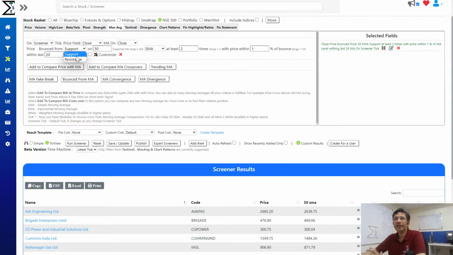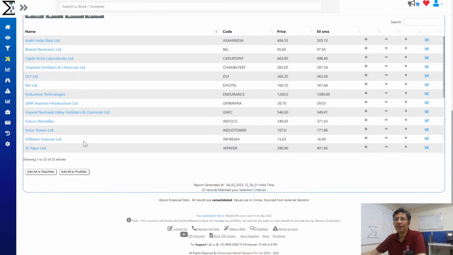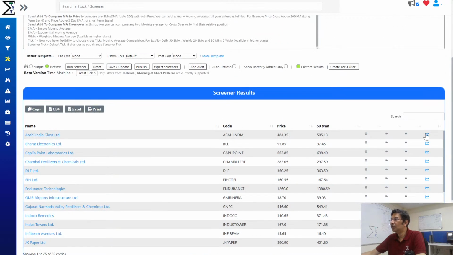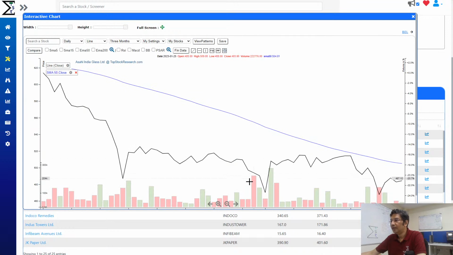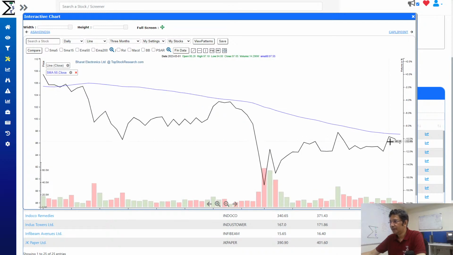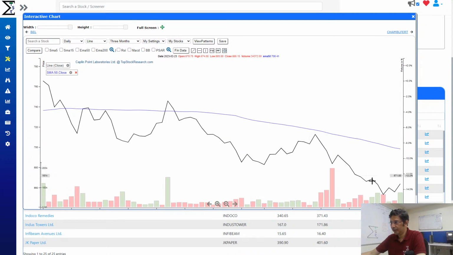Similarly, if you change it to resistance, it's retracing from those levels. You see quite a few stocks are there. See, it's trying to go there, very close. It has come down. In the same way, it is retracing from that level, and that level. Now in this case, you would want to eliminate this. Sometimes you may want to get in, sometimes you may want to eliminate these things. How do you eliminate that? It's already pretty far.